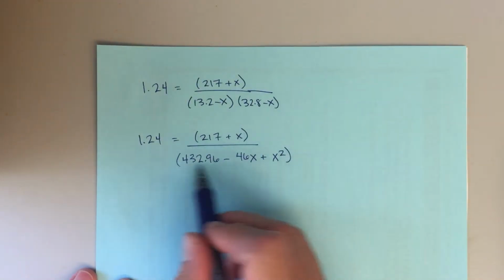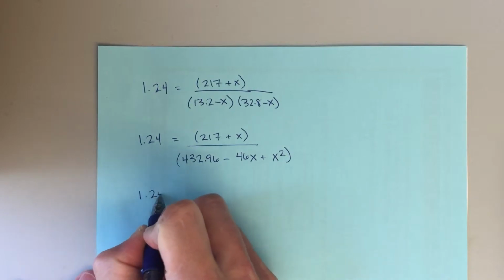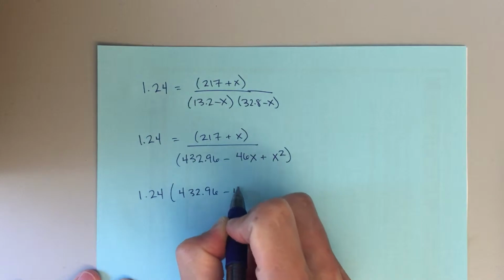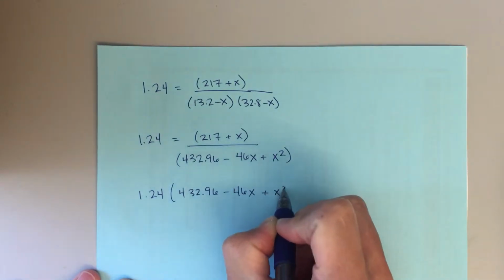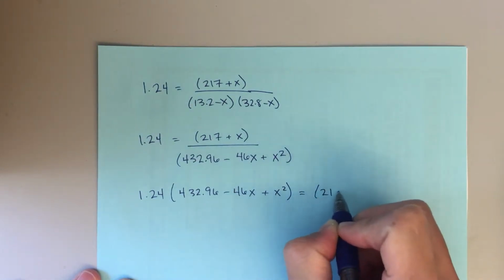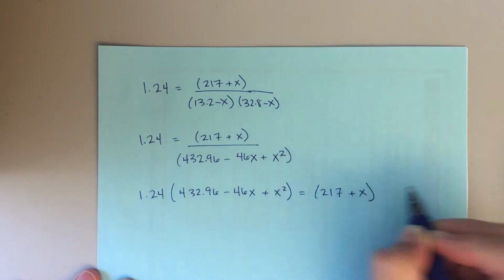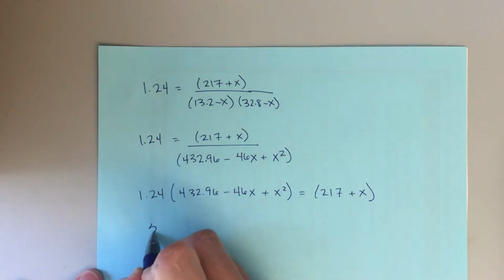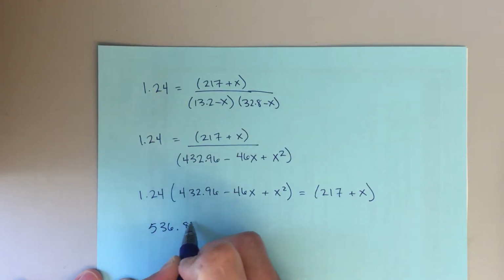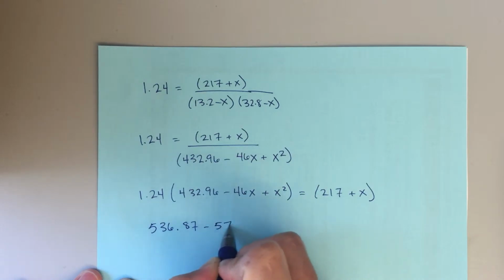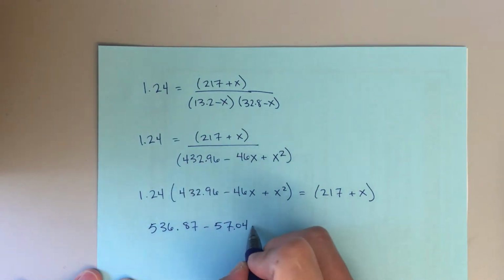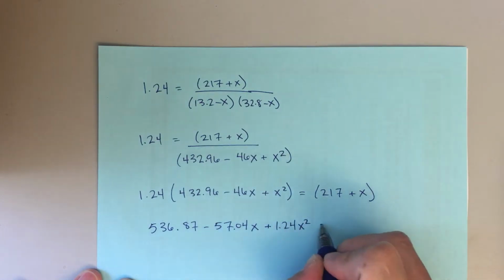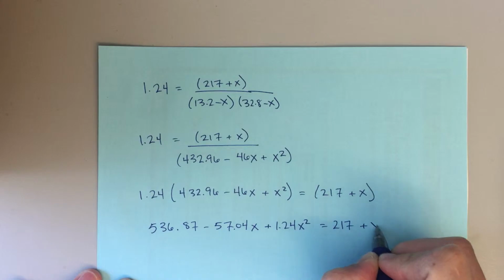Then I would bring all of this up essentially. So 1.24 times 432.96 minus 46x plus x squared equals 217 plus x. And now I'm going to distribute the 1.24. So when I do that, I'm going to get 536.87 minus 57.04x plus 1.24x squared equals 217 plus x.